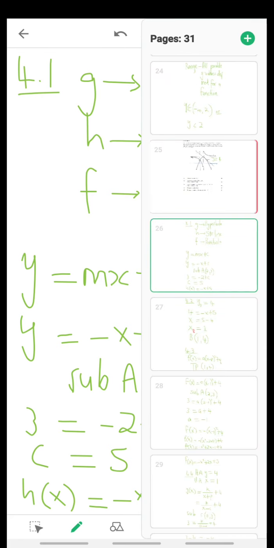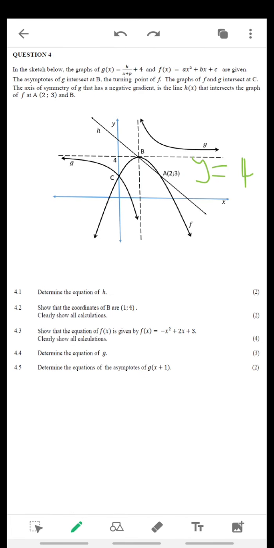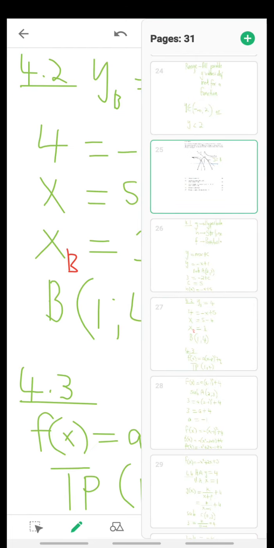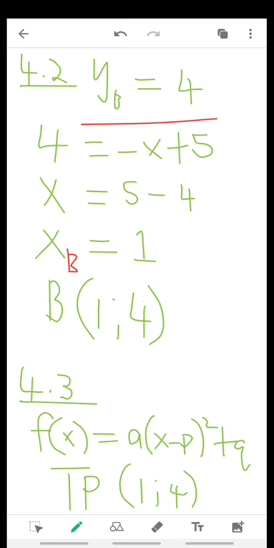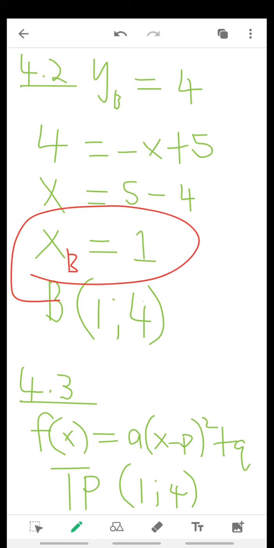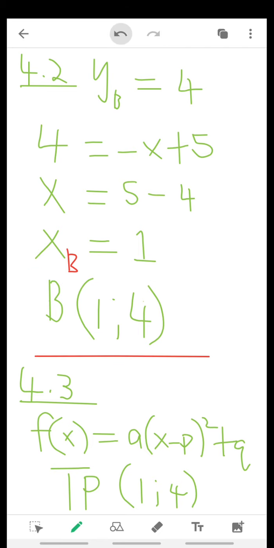Now, next up, 4.2, show that the coordinates of B are (1; 4). Remember, I already know, as I said, that the horizontal asymptote is y equals 4, which is also the y coordinate of B. So I can actually substitute it into the equation of the straight line, because B also lies on the straight line. Done. So that means YB is equal to 4, which is the y coordinate of B. And when I substitute it into the equation of the axis of symmetry, then my x became 1. Therefore, B being (1; 4).